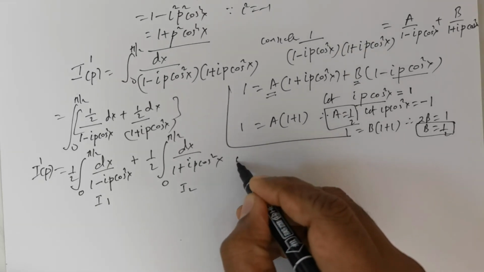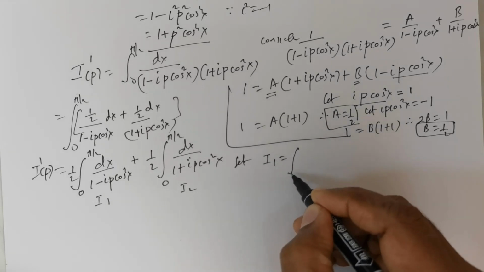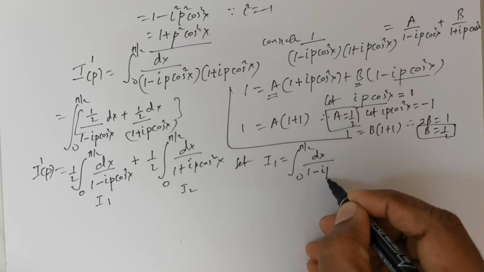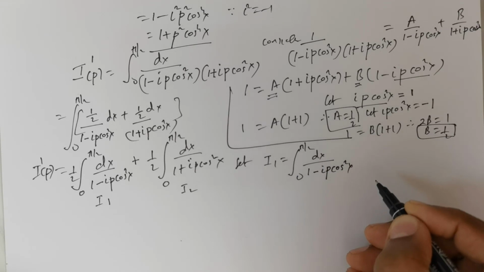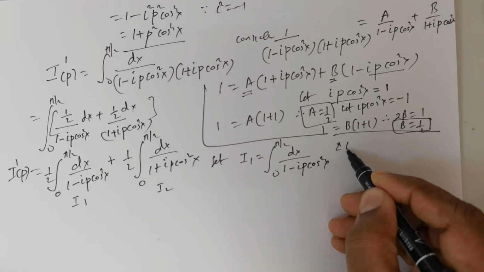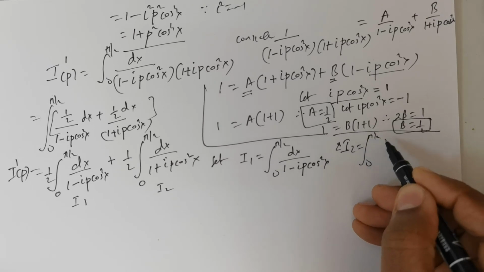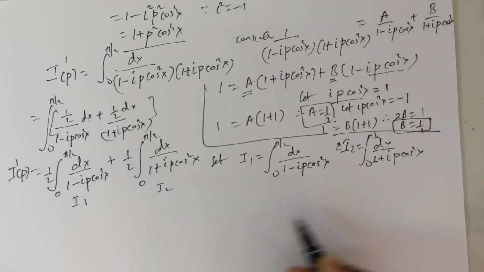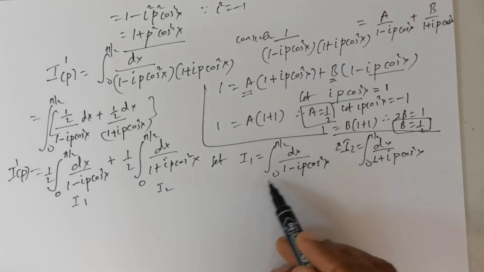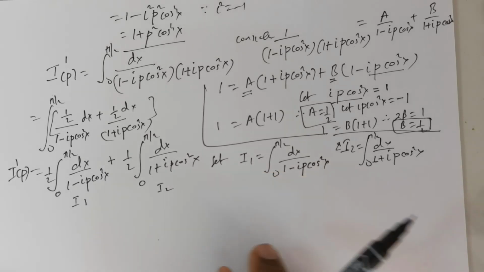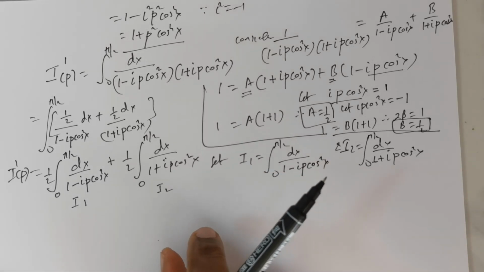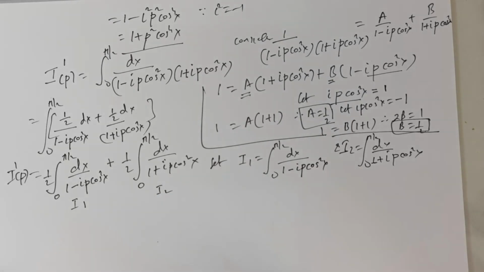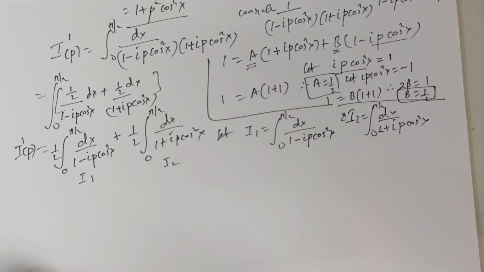So I can assign here, let I1 be equal to the integral from 0 to pi over 2 of dx divided by 1 minus i times p times cos squared x, and my I2 is equal to the integral from 0 to pi over 2 of dx over 1 plus i times p times cos squared x. So two quantities are there and we would be integrating one at a time, and after integrating one at a time we would actually get the values for I1 and I2 and then make the substitution and then proceed on. So let's get it done.